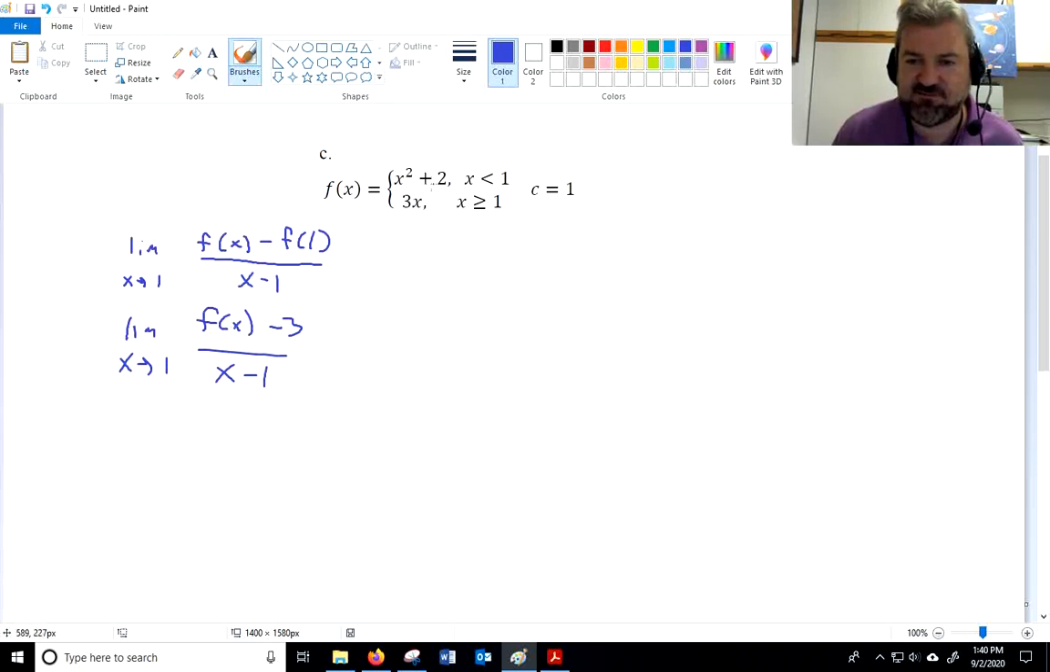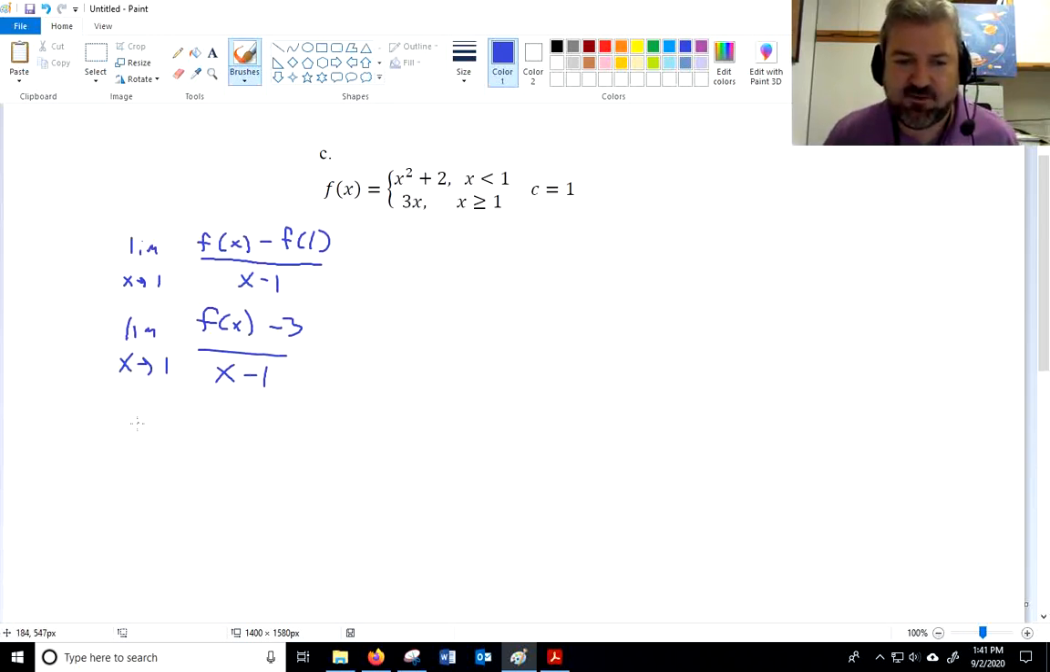Also, we should probably check that this is continuous, because if it's not continuous, then this doesn't really matter. I mean, you could possibly think that the derivative existed when it didn't. So we probably want to double check that. If you plug in 1, you get 1 squared is 1 plus 2 is 3. You plug in 1 here, you get 3. So this definitely is continuous. The question is, is it differentiable?